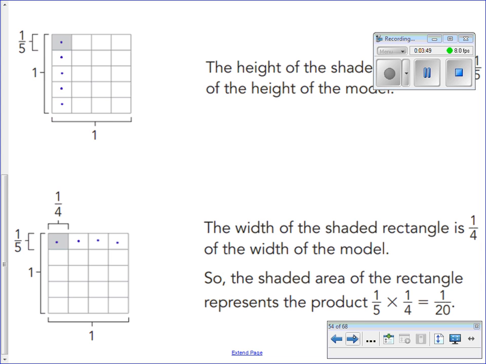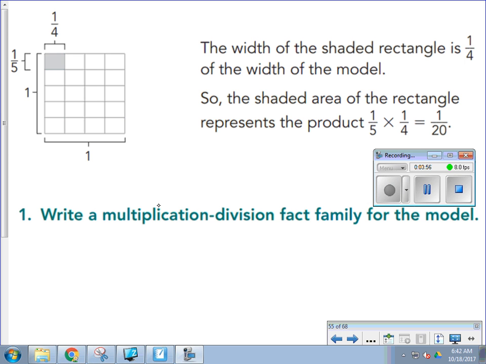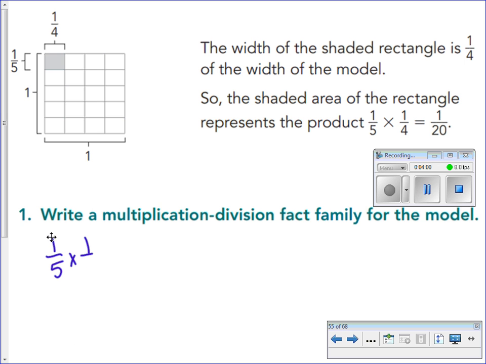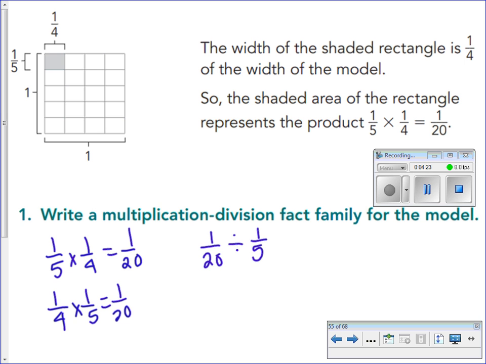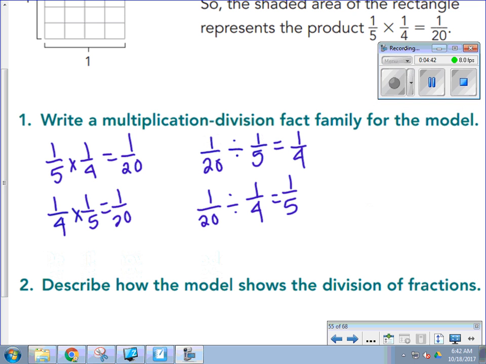So what does that mean for a fact family? So let's write the multiplication model. I know that 1/5 times 1/4 equals 1/20th. 1/4 times 1/5 equals 1/20th. Now you use your answer, 1/20th. Let's start that over. 1/20th divided by 1/5 equals 1/4. 1/20th divided by 1/4 equals 1/5. There is your fact family.